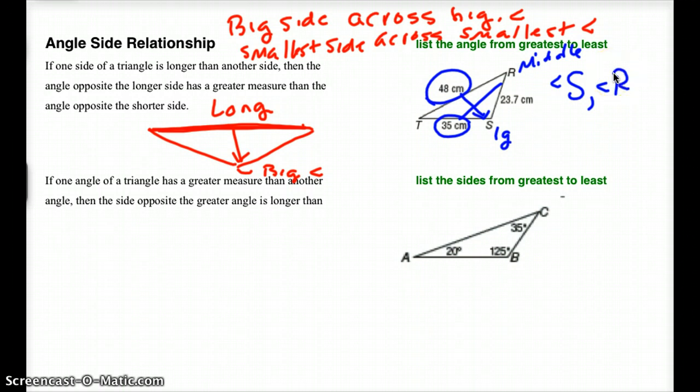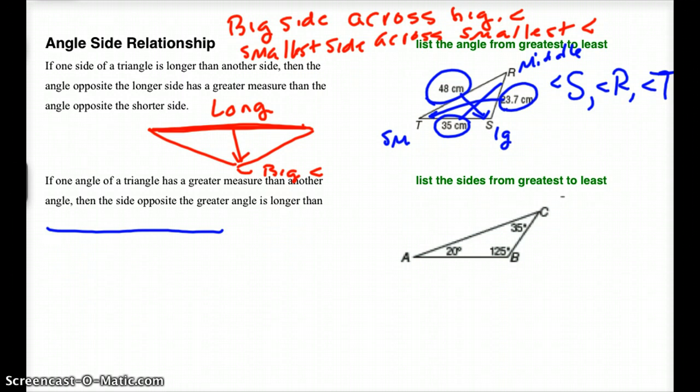23 and 7/10 is the smallest, so across is going to be the smallest one then, angle T. The reverse works as well. If one angle of a triangle has a greater measure than another, then the side opposite of the greater angle is longer than the side opposite of the lesser angle. And I apologize, I didn't get all of that information down there, but you do have it on your paper.